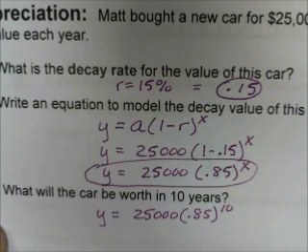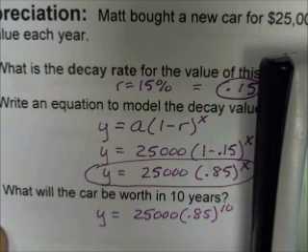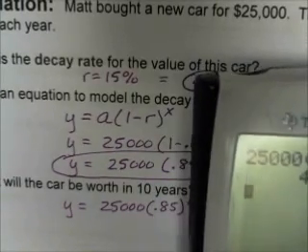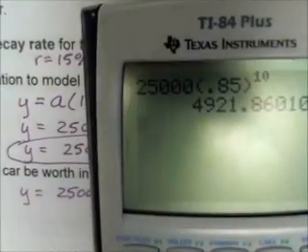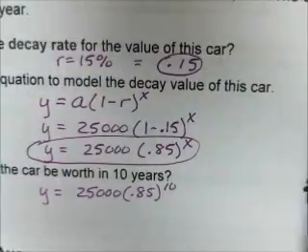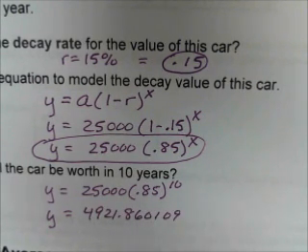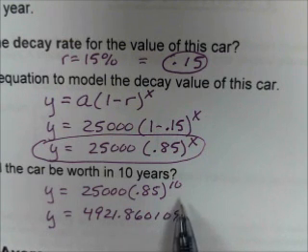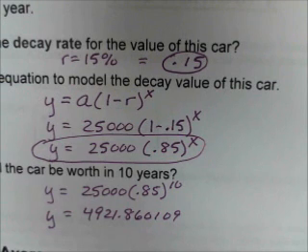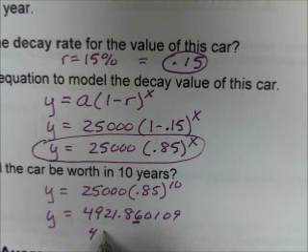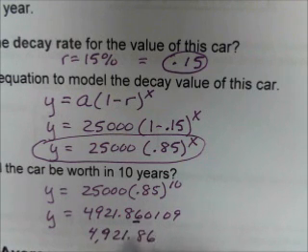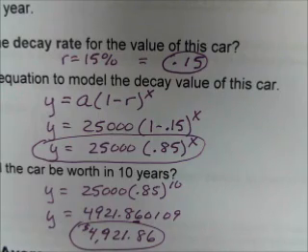Key it into the calculator. $4,921.860109. Doesn't say anything about what to round to, but we're talking dollars and cents, so let's round to the nearest cent. All right, so the 6 would be the cents. So $4,921.86 would be the value of the car after 10 years.